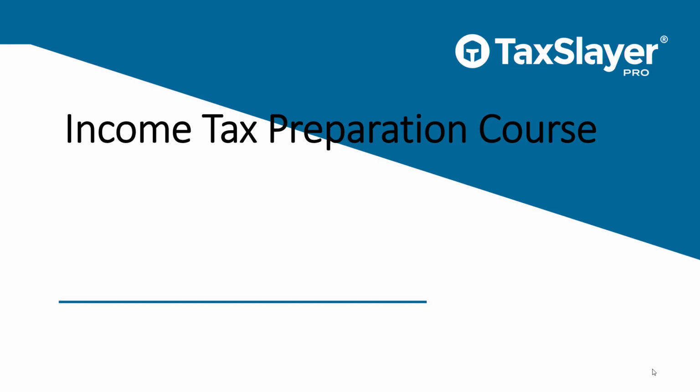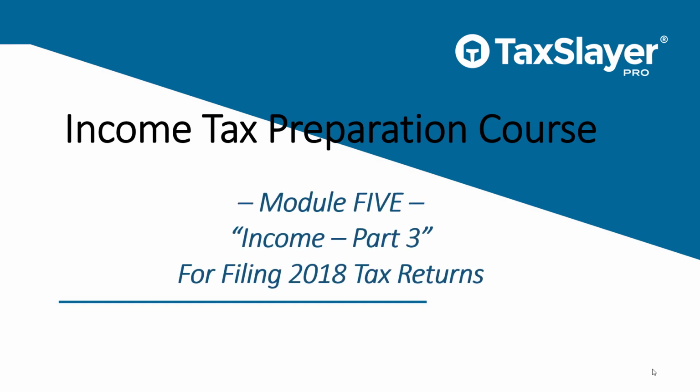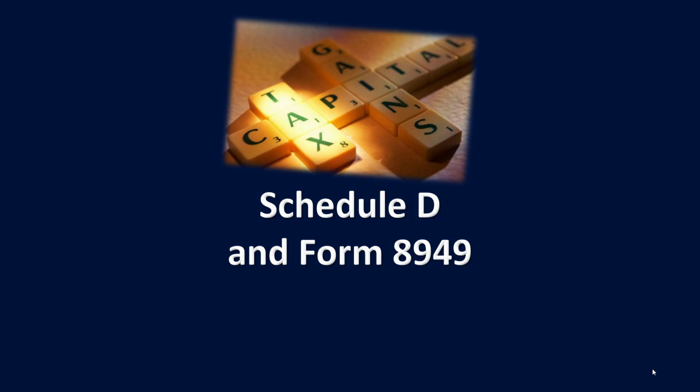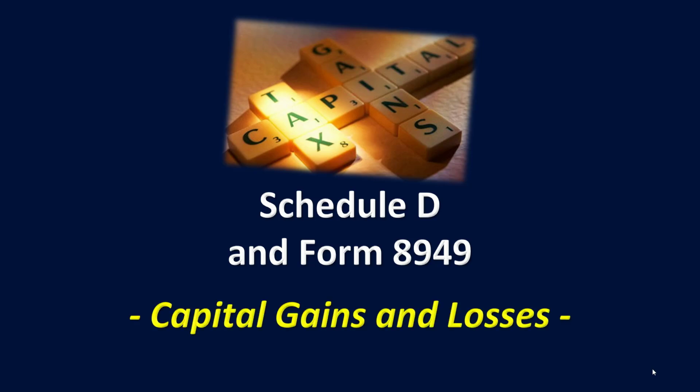Welcome to the TaxSlayer Pro Basic Income Tax Preparation course. This is Module 5. We're going over Income, Part 3 for filing 2018 tax returns. And in this module, we'll be going over Schedule D and Form 8949, capital gains and losses.